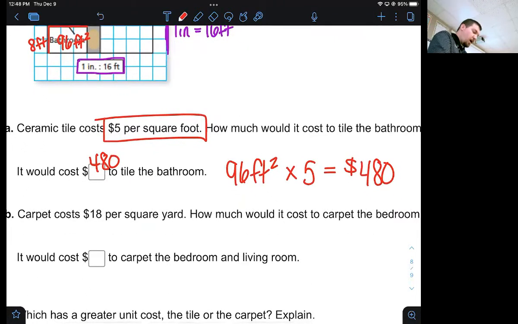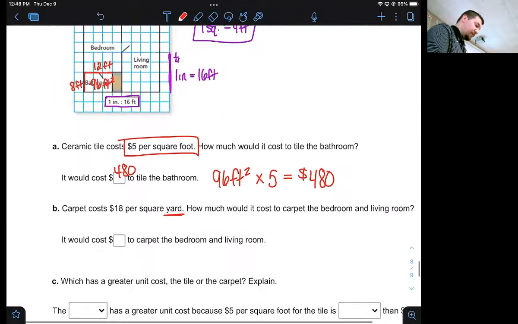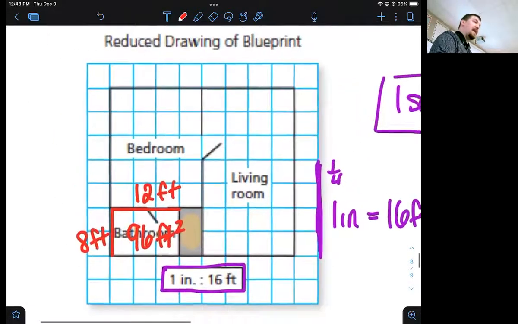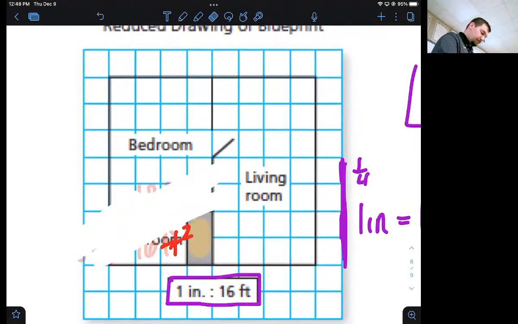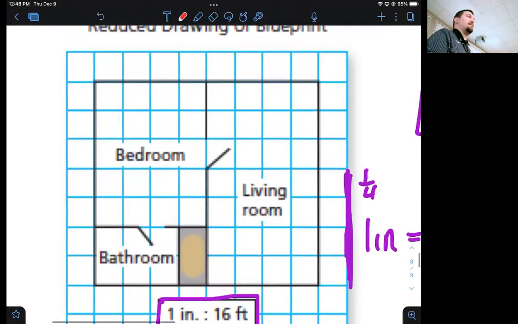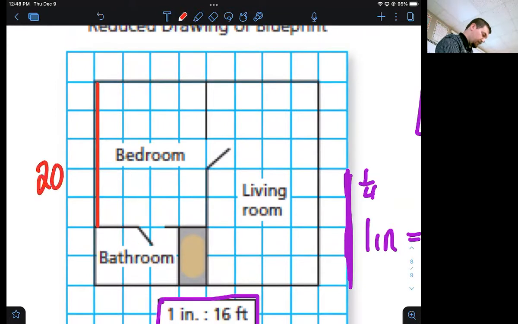B, carpet costs $18 per square yard. Ooh, that's probably going to come in important later. How much would it cost to carpet the bathroom and the living room? So again, I need to know the area of the bathroom and the area of the living room. So, the bedroom. I said bathroom, the bedroom and living room. The bedroom is how many squares long? 5, and each square is 4 feet. So that's 20 feet. Thank you. How many squares wide? 4, and that's 4 times 4, 16 feet.